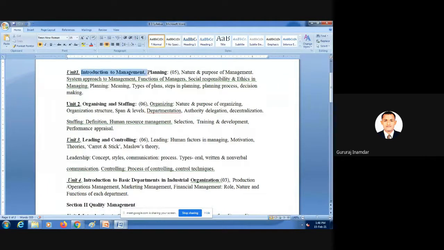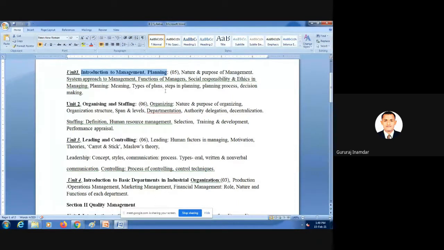The first unit is introduction to management and planning. If you consider industrial management, there are 5 basic, important factors: planning, organizing, staffing, leading and controlling. This is the heart of management. In the first chapter we have to study only the basic introduction to management and planning.